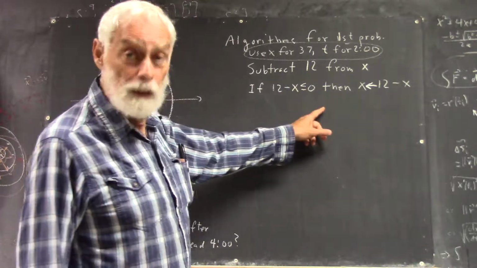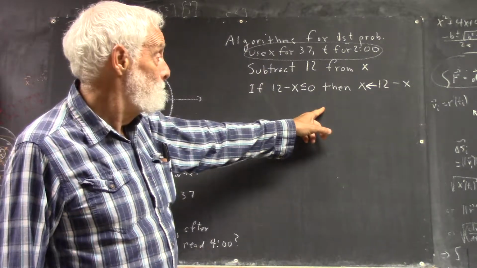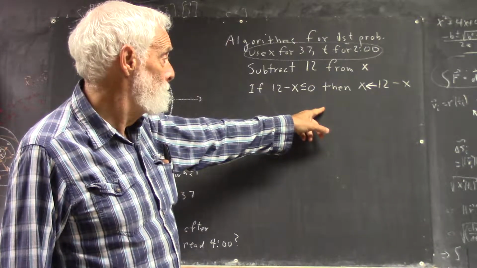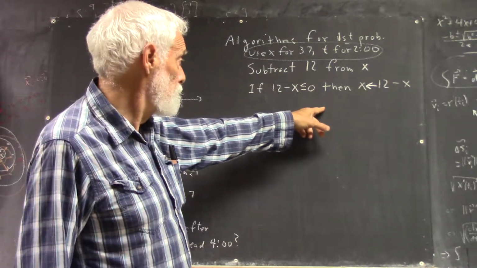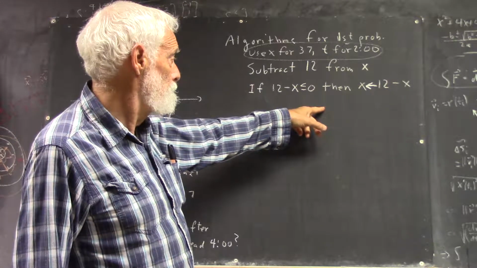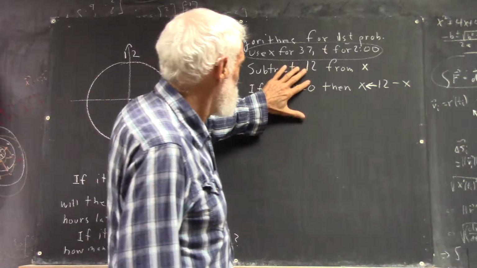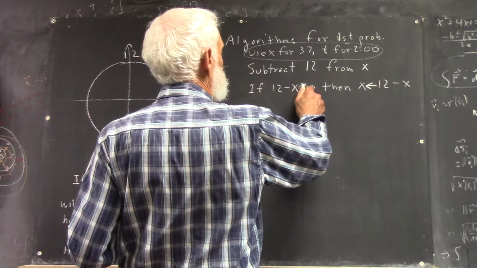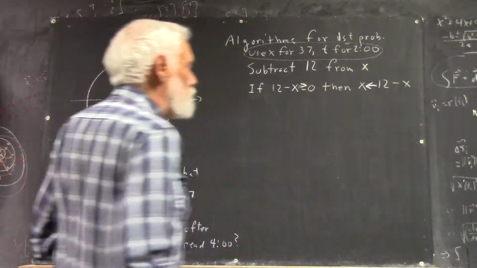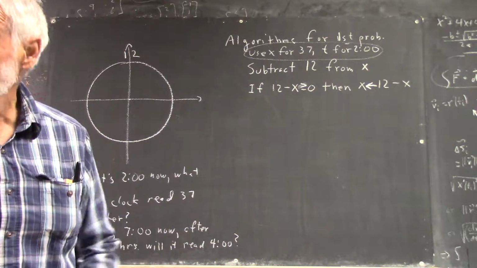Well, is 12 minus x less than or equal to 0? No. And you know what I just wrote there makes no sense? I should have said greater than or equal to 0. Okay, so I'm glad I'm tracing this thing because I was a little careless there.